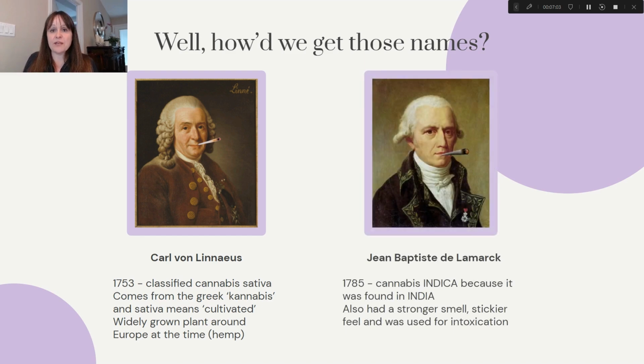Then, a few years later, a different guy called Jean-Baptiste de Lamarck came in, and he was in India, and he saw a plant that looked quite a bit like cannabis sativa, although it was shorter, fatter, bushier, it had different shaped leaves, and it had a stronger smell. It had more sticky stuff all over it, and people were using it there for intoxication purposes, not like industrial hemp purposes like they were in Europe.